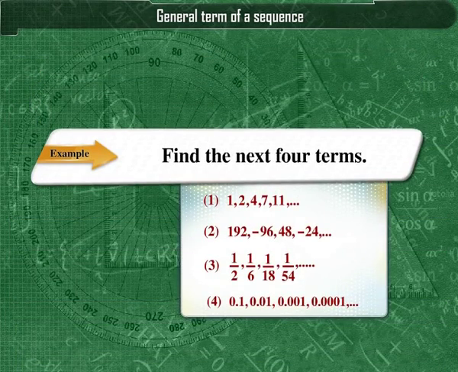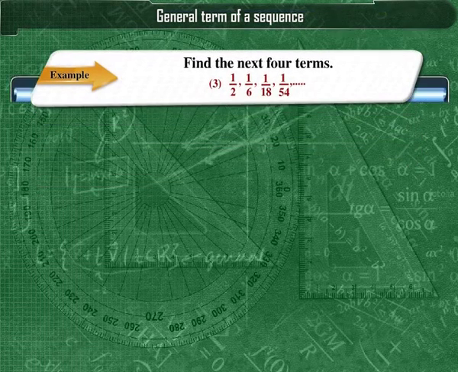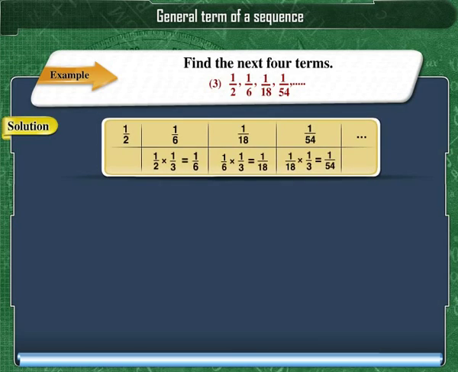The next sequence is 1 upon 2, 1 upon 6, 1 upon 18, 1 upon 54 and so on. In this example, each term is obtained by multiplying the preceding term by 1 upon 3. Therefore, the term after 1 upon 54 is 1 upon 54 into 1 upon 3, which is 1 upon 162. The term after 1 upon 162 is 1 upon 162 into 1 upon 3, which is 1 upon 486.